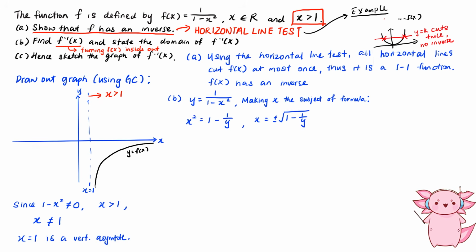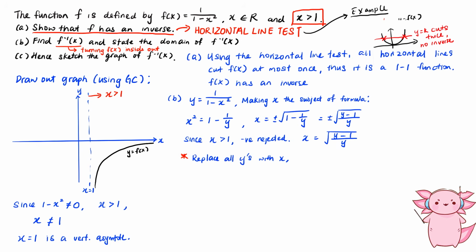So after shifting x squared to one side and combining these two terms, we square root both sides to get x equals plus or minus the square root of (y minus 1) over y. Now, because our domain is x greater than 1, we can only take the positive root. So we replace all the y's with x's, and then we get f inverse of x to be the square root of (x minus 1) over x.